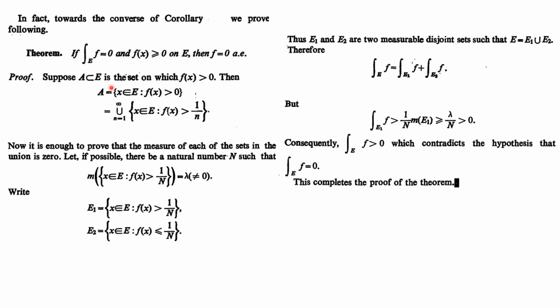So this implies the measure of A is 0. So if the measure of A is 0, it means f should be 0 almost everywhere, because where f is greater than 0, that has measure 0. So thus f will be 0 almost everywhere.